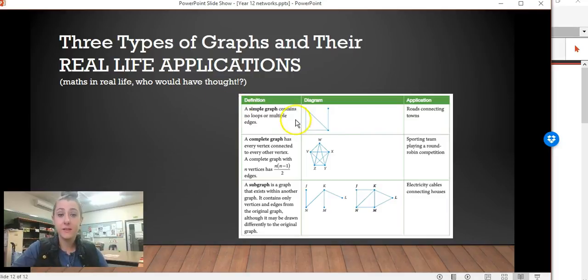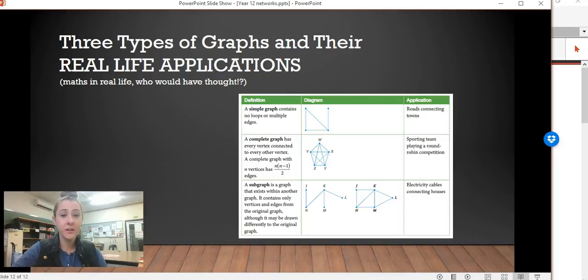So we've got simple graphs, so no loops or multiple edges. So if we had this graph up here and we added in an extra edge here, or we created a loop up off of this vertex, it would no longer be a simple graph. Like the name suggests, it is simple. So that's looking at things like roads connecting towns. Yeah, pretty simple application there.